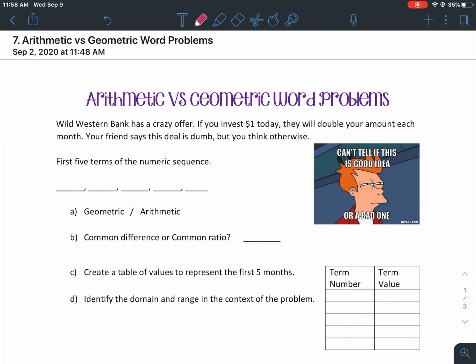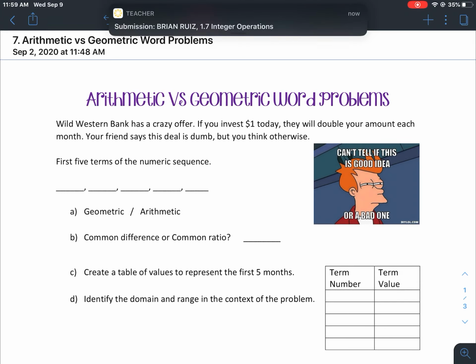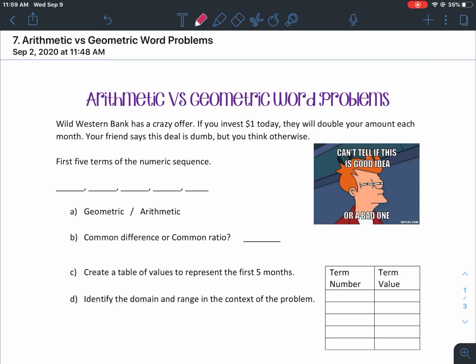All right, so arithmetic and geometric word problems. We're tying together everything that we've done so far and applying it to different situations. And we're going to be answering in the context of the problem. So for this first one, Wild Western Bank has a crazy offer. If you invest $1 today, they will double your amount each month. Your friend says this deal is dumb, but you think otherwise.